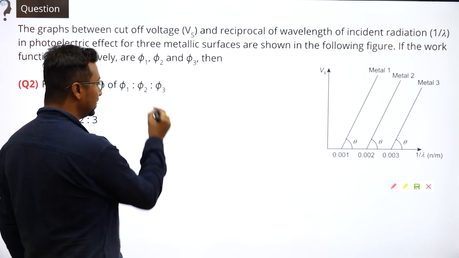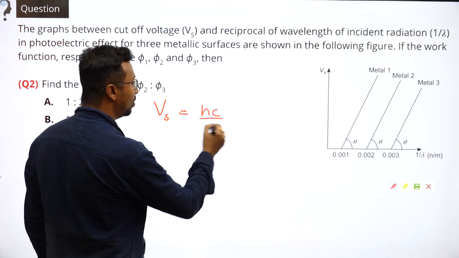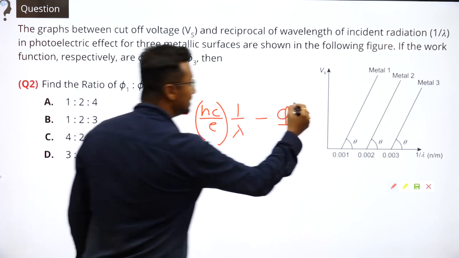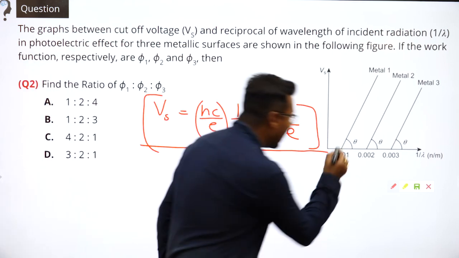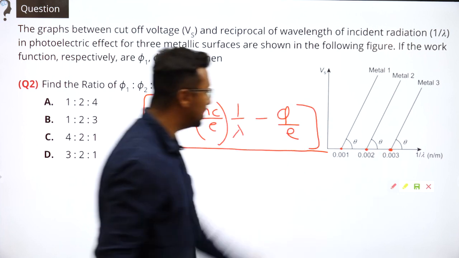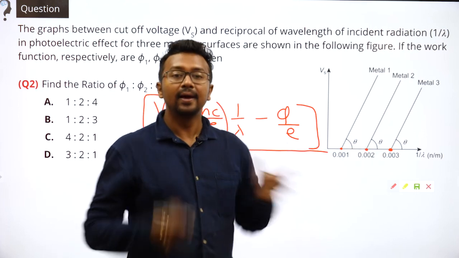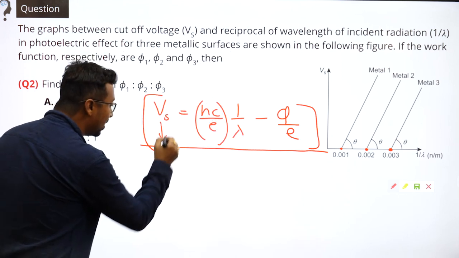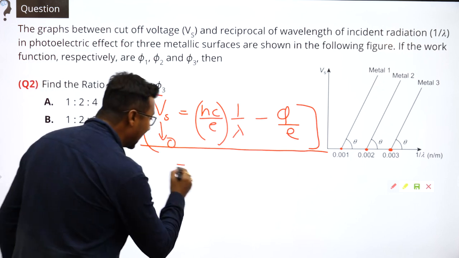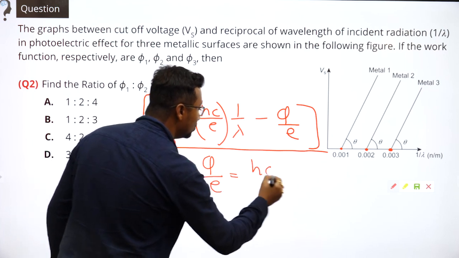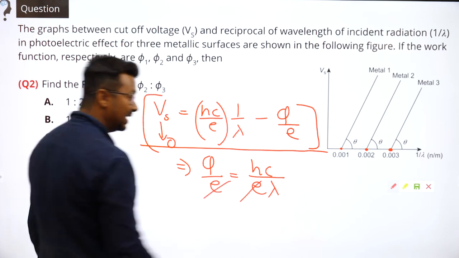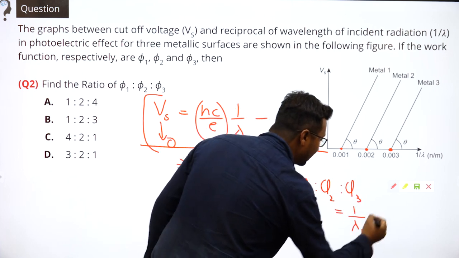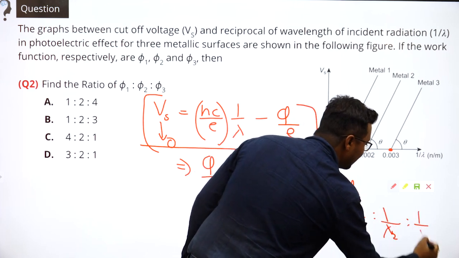Clear? Students, we had looked at the equation Vs equals hc upon e into 1 divided by lambda minus phi upon e in the previous slide. Now, at these points, what is the value of 1 by lambda? 0.001, 0.002 and 0.003. At these points, what is the value of stopping potential? Same, 0 for all of them. Then if I make this quantity equal to 0, I will get phi by e equals hc by e into lambda. e gets cancelled. That means I can write phi 1 is to phi 2 is to phi 3 equal to 1 divided by lambda 1 is to 1 divided by lambda 2 is to 1 divided by lambda 3.